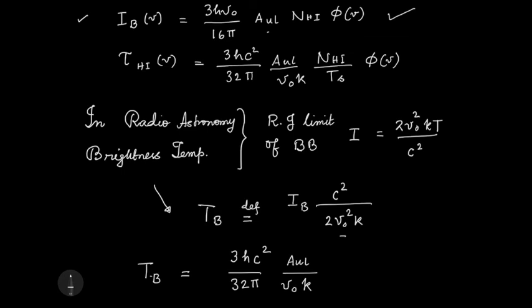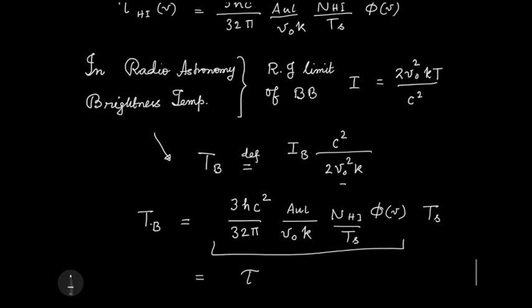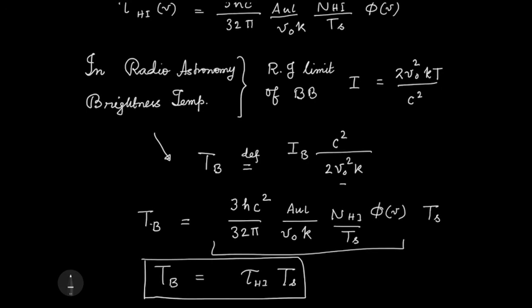So I will get A_UL from here, by k and nu naught square here, and I had a nu naught, so I get nu naught k, and whatever else that I had, which is n_H1 and phi nu. So that is T_B. You see, now T_B is almost, I can divide this by T_S and multiply with T_S, then this entire thing is nothing but tau.